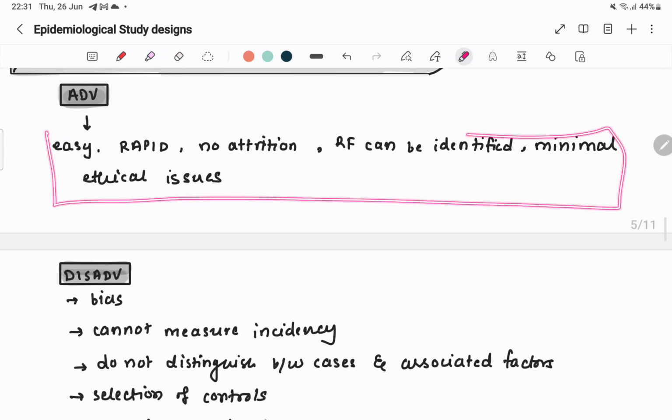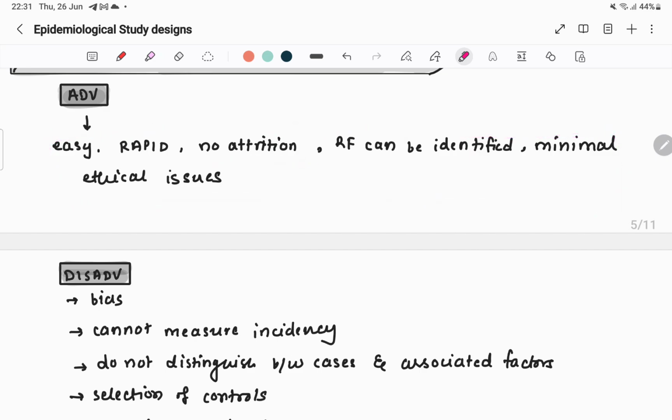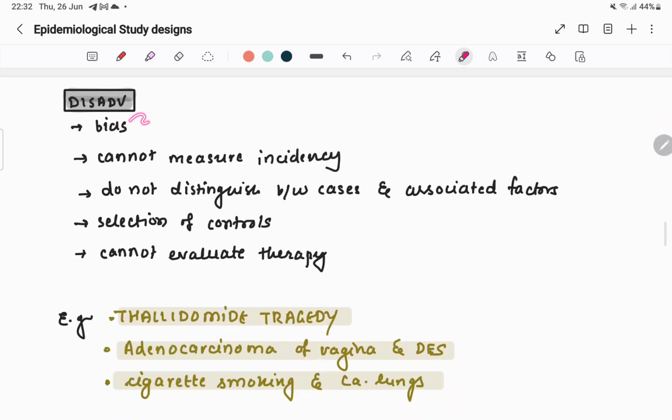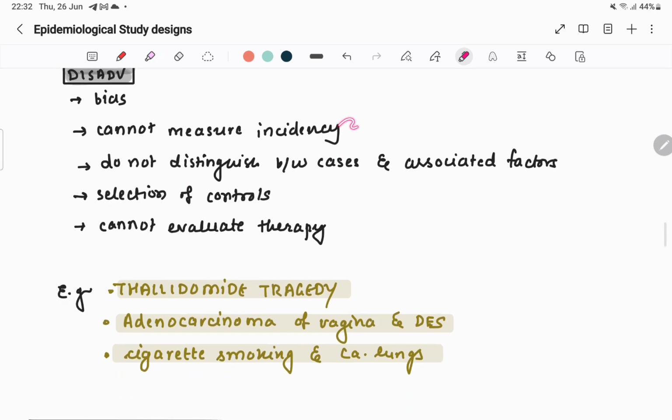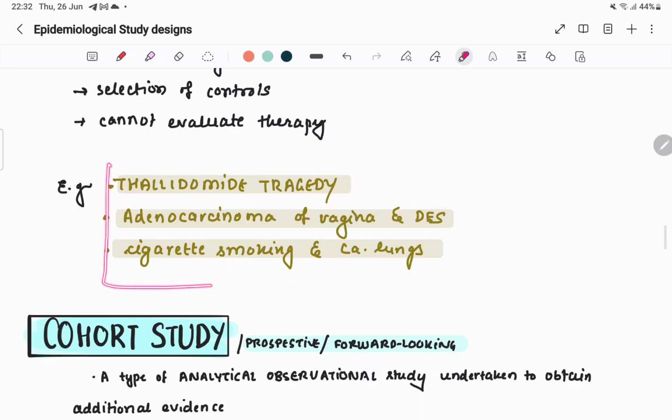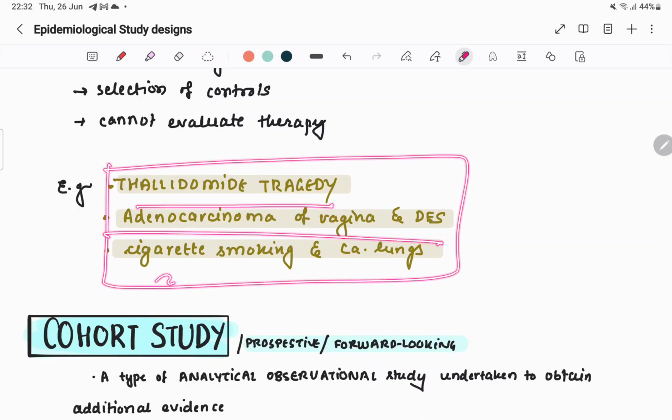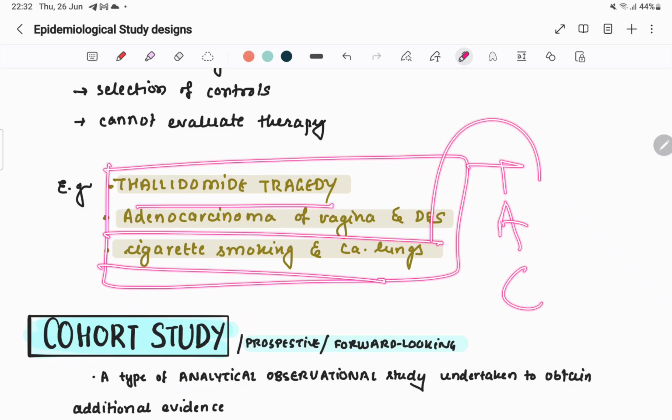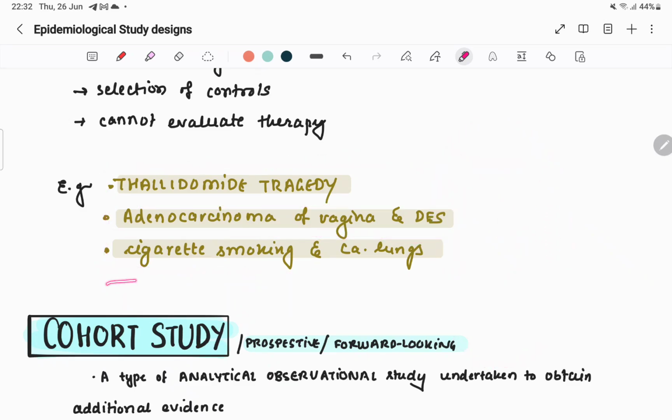Advantages: it is easy, rapid, no attrition bias, which we will study in the bias lecture next. Risk factors can be identified, minimal ethical issues. I told you that cohort has more issues. Disadvantages: bias is there. What is bias? I will tell you. Cannot measure incidence. Cannot evaluate therapy, do not distinguish between cases. Examples of case control: thalidomide, adenocarcinoma, and cigarette smoking, and carcinoma lungs. These are classical examples of case control study.